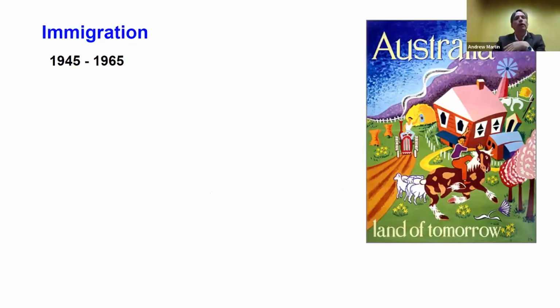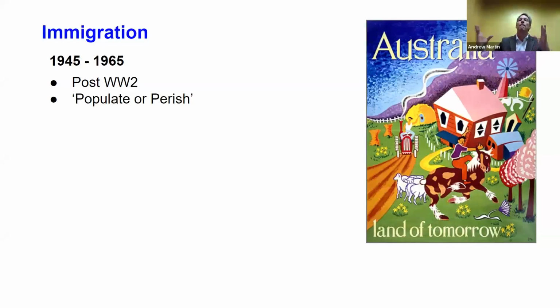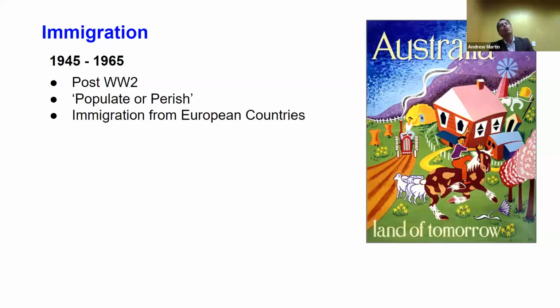So this period of 20 years from 1945 to 1965, we have the post-war era, the idea that Australia had to populate or perish. So we needed more Australian people. We were worried about the threat of invasion or further war after the horror of World War II. So this idea of populate, of increasing the population, was an important idea. But who did we want to increase with? Well, it was a racist time in Australia's history, if we're being honest. So immigration from European countries was exclusively what we wanted.